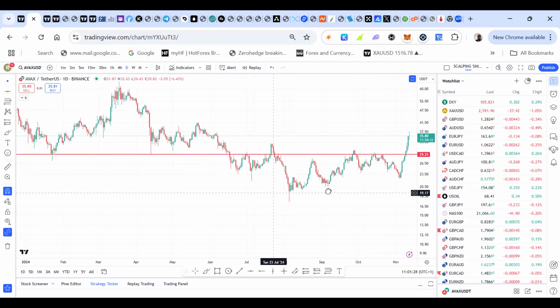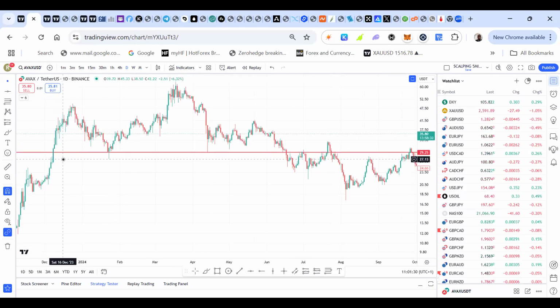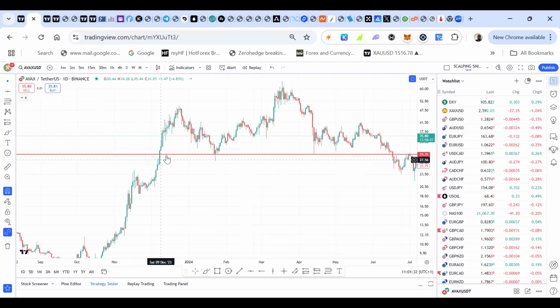Okay, now let me show you something. So at this level here, this place was a resistance. Now price broke through it. It went up, came back, bounced on it. It could not break it. So this is a support. When price was here, this was a resistance. Price broke through it, it became a support. And the price came back to it, it could not break through, and it bounced up again.